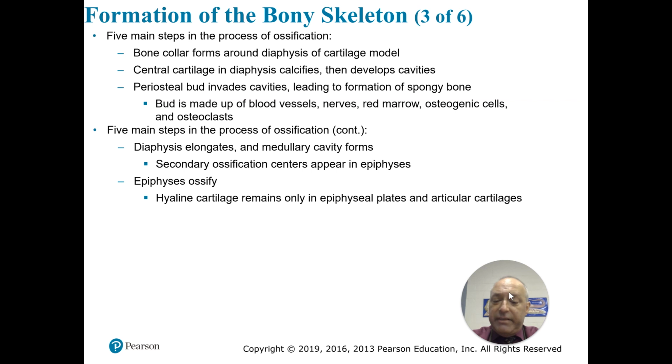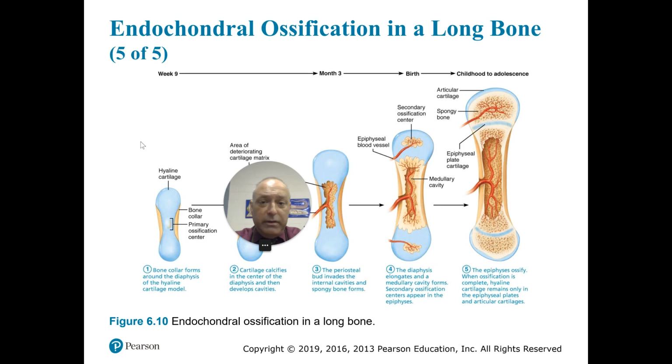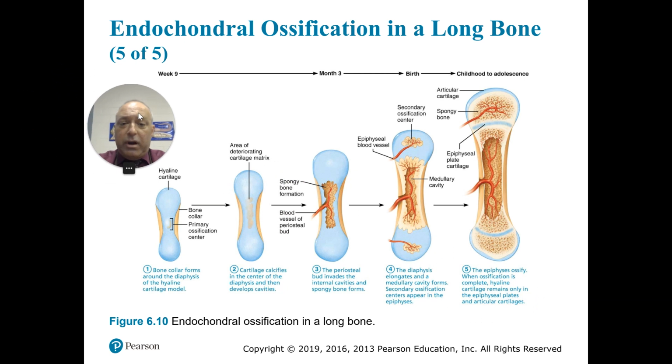And then the epiphyses ossify, with hyaline cartilage remaining only in the epiphyseal plates and articular cartilage. So let's take a look at this figure. This is endochondral ossification in a long bone. You start with a hyaline cartilage model. This has been laid down, and you wind up with a long bone with a nice diaphysis and long epiphyses.